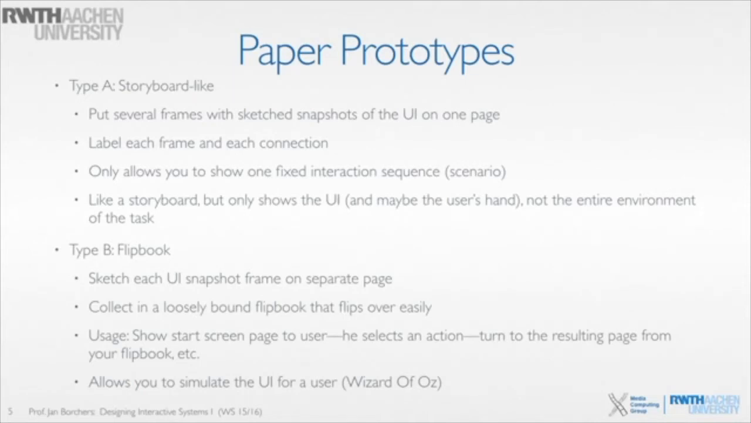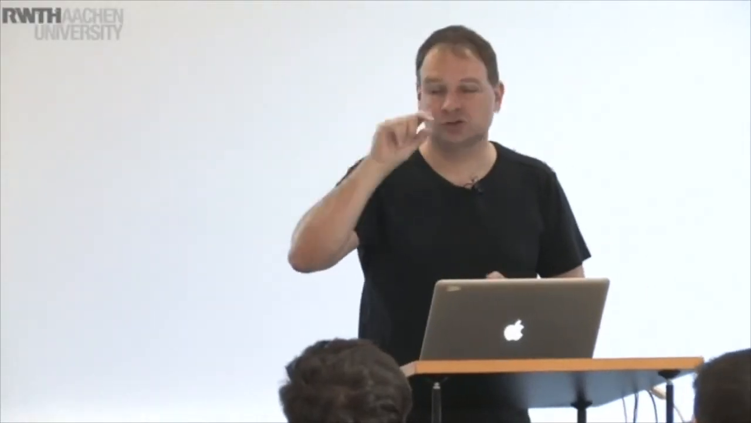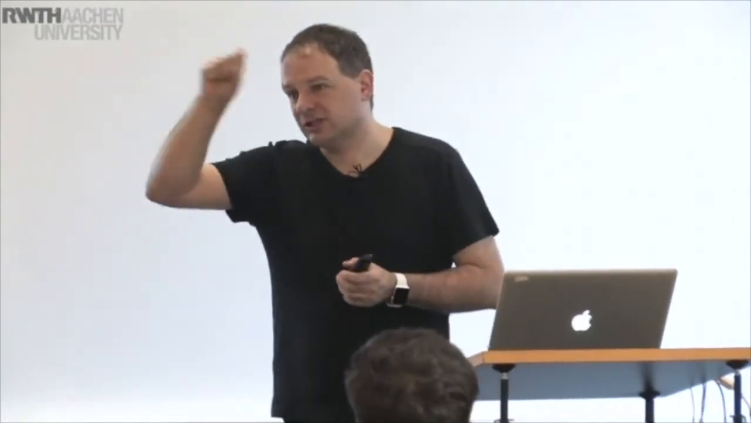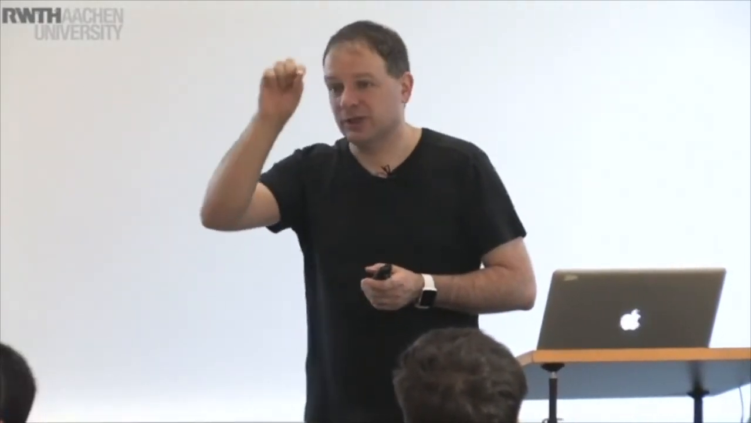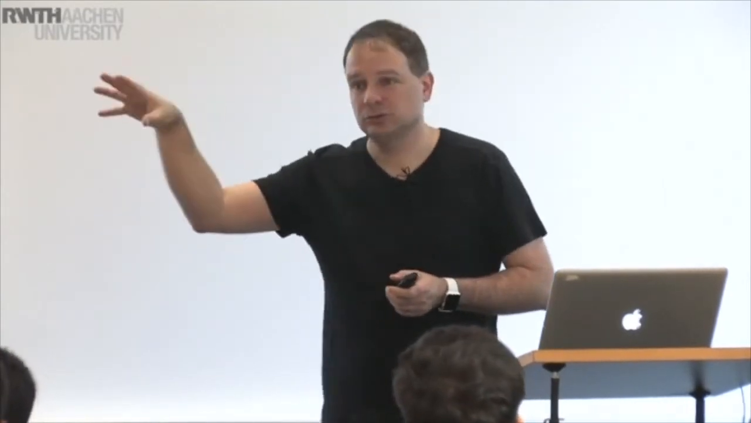Okay, so there are two types of paper prototypes which I'm going to talk about. The first one is still storyboards, like the ones that we've already seen. You basically just put several frames with snapshots of your user interface on one page. It's like a little comic, right? You label each of them. You say what's going on in this one, what is the purpose of that point, and you make sure that the connections between those frames are also clear, like from where do I get to where, and why do I get from frame 1 to frame 2, right?